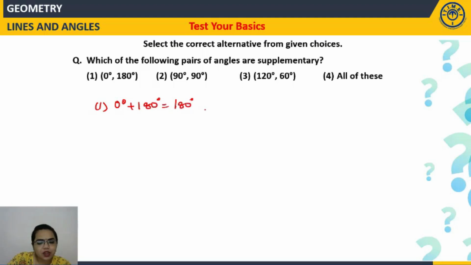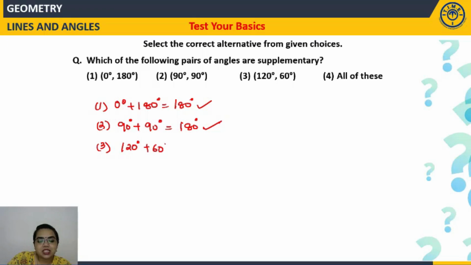Is this satisfying the criteria of supplementary angles? Yes. Next one. 90 degrees plus 90 degrees. What are we getting? 180 degrees. Again, is it satisfying? Yes, it is. Let us check for the third option also. 120 degrees plus 60 degrees. What is 120 degrees plus 60 degrees? This is also 180 degrees. So you can see all the three pairs of angles given here satisfy the criterion for supplementary angles. So what should be your answer? It should be choice 4, that is all of these. Is that true? Right? Okay, let's move ahead.